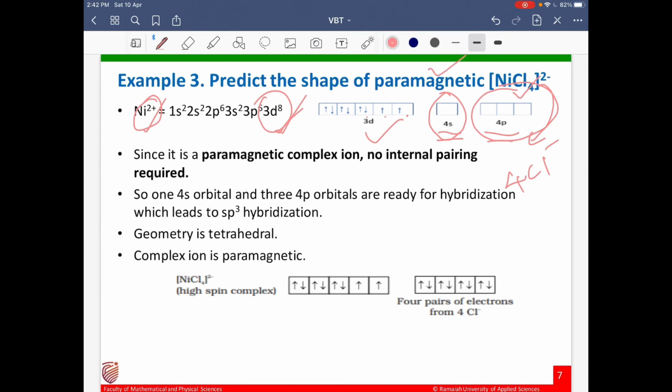The reason is that it is paramagnetic, so there is no need for internal pairing of the electrons present in the 3d orbitals. One 4s orbital and three 4p orbitals are ready for hybridization, which leads to sp3 hybridization. So how many sp3 hybridized orbitals will be forming? sp3, so one s and three p, a total of 4 sp3 hybridized orbitals. These hybridized orbitals will form the bonds with the ligands.